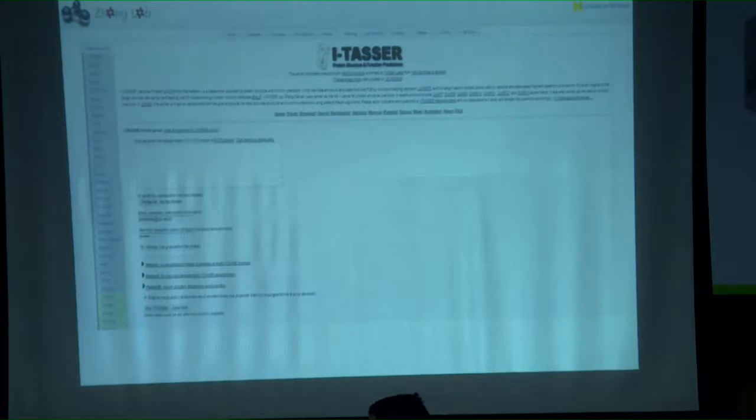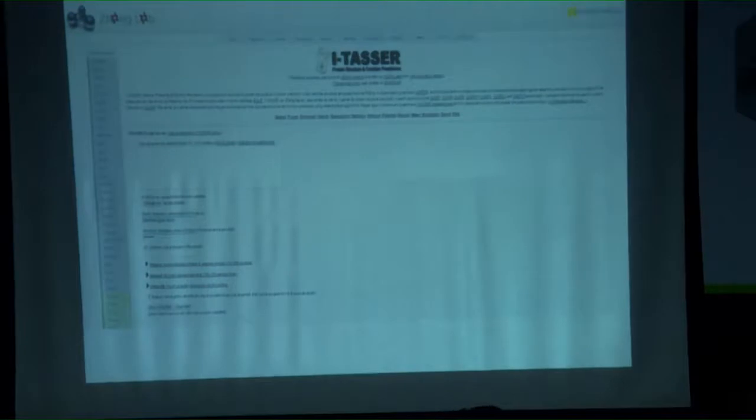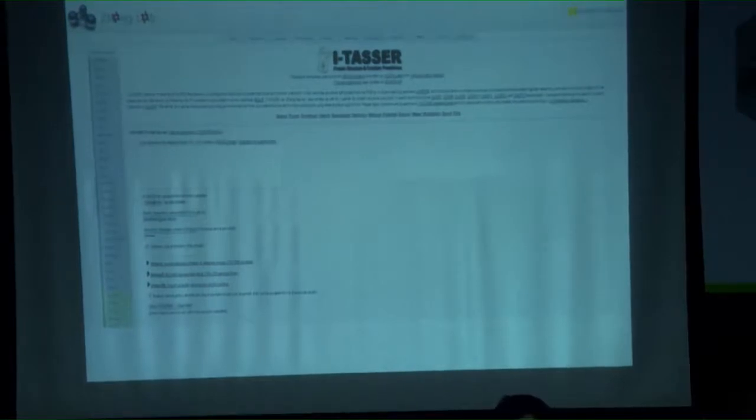This is the view of I-TASSER. This is the web browser. You have to put your sequence here and submit it. What you need is an authorized IP address from your institute. If you don't have an institute IP address, they will not give you access. That is the limitation of I-TASSER.